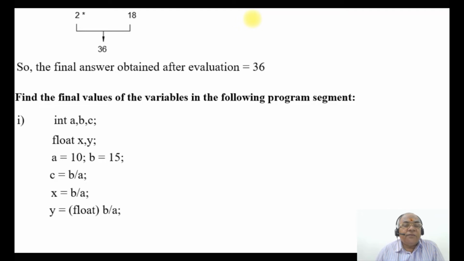Find the final values of the variables of the following program segment. Suppose you have int a, b, c, float x, y, a is equal to 10, b is equal to 15, c is equal to b by a, x is equal to b by a, and y is equal to float b by a. What we are trying to see here is how explicit conversion and implicit conversion have an effect on your result.